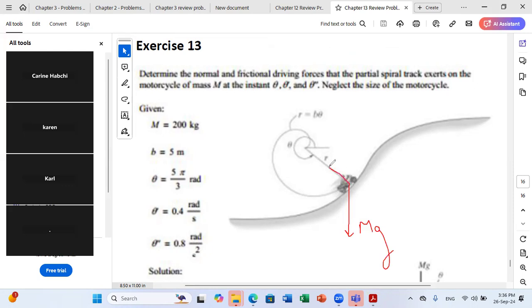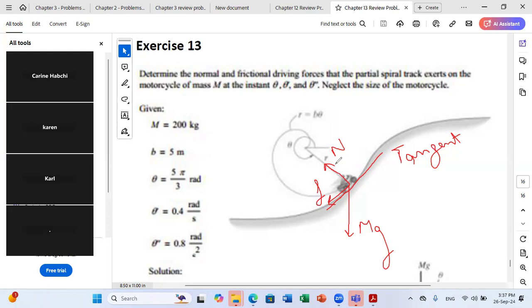We have the normal reaction. And since the normal reaction is perpendicular to contact, and the contact line here is the tangent line, if you draw the tangent to the path, your normal reaction will be perpendicular to this tangent line. So this is N. And your frictional driving force, because it's a driving force, is along the direction of motion, it's downward. Okay? So you have F is down. And you want to calculate these two forces. You have two unknowns, F and N.